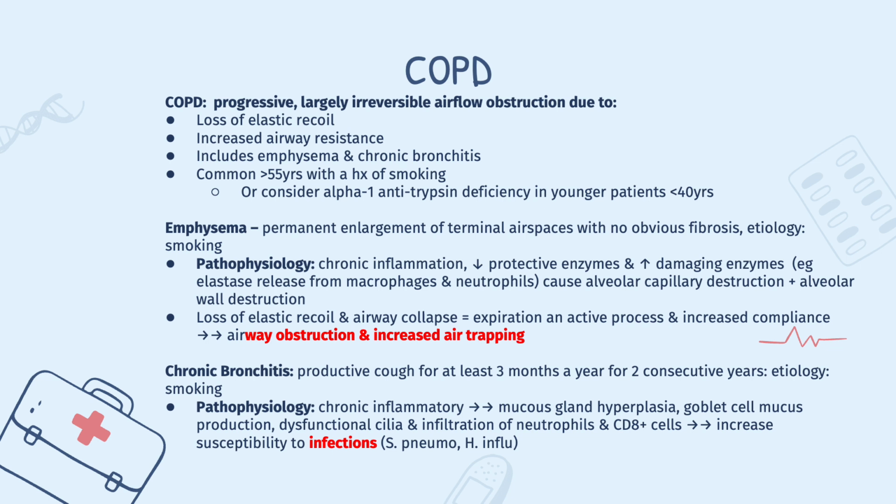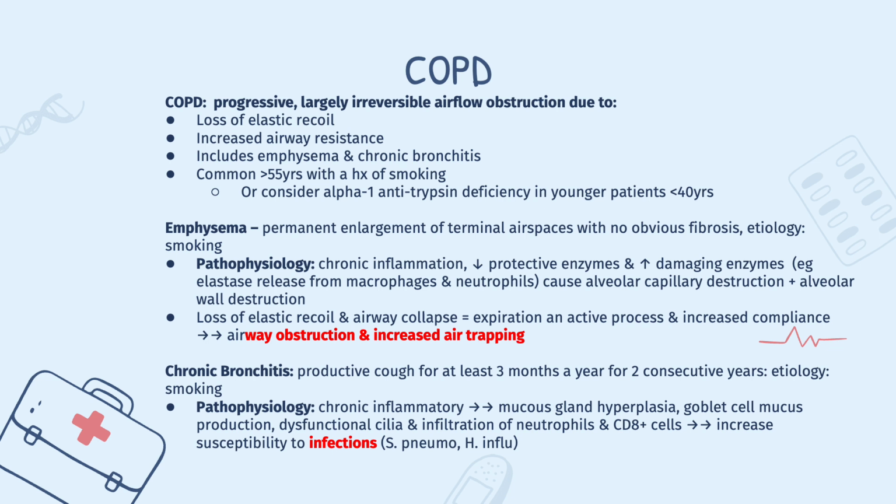Or if you have a younger patient, you should always keep alpha-1 antitrypsin deficiency in the back of your mind. I know we always lump emphysema and chronic bronchitis into COPD, but I like to think of them separately because they look very different, and their pathophys is also very different. So emphysema, we all think of the pink puffer versus the blue bloater.